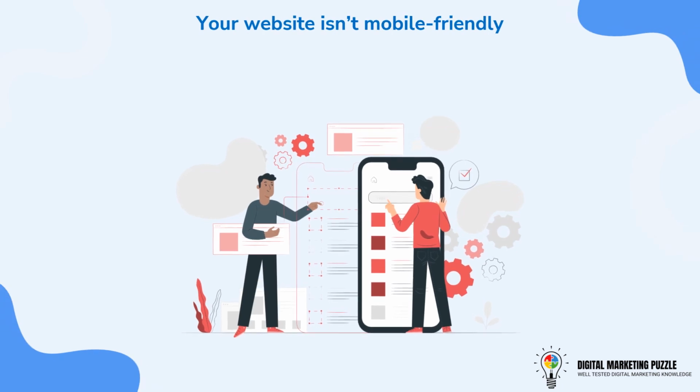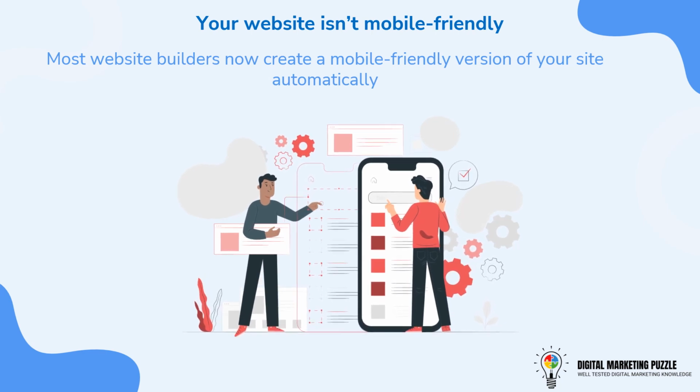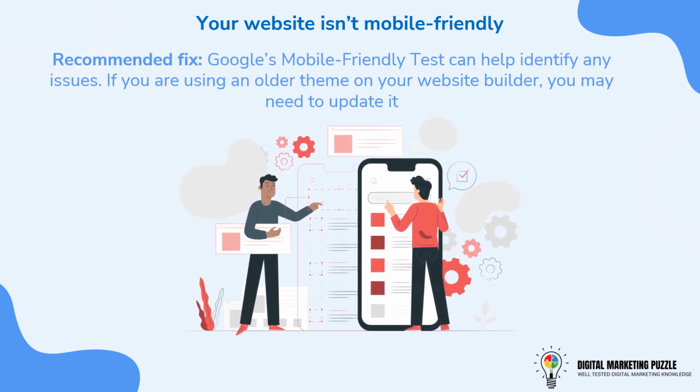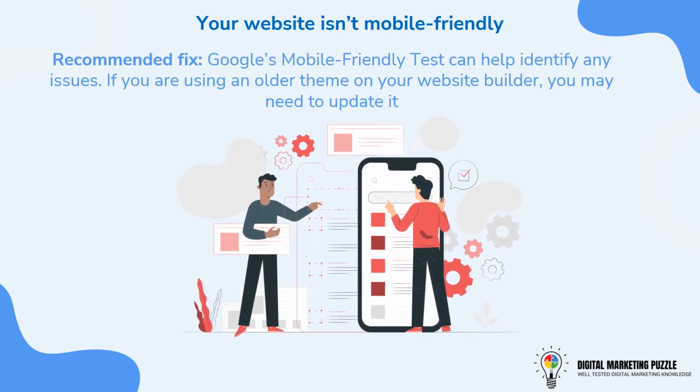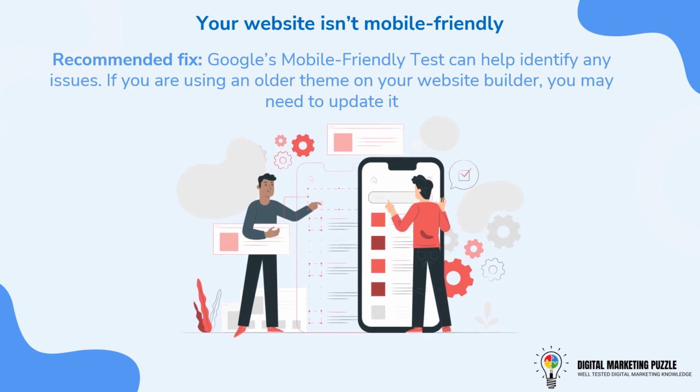Your website isn't mobile-friendly. Most website builders now create a mobile-friendly version of your site automatically. Check to see how your site looks and functions on mobile phones, tablets, and laptops or desktops. Recommended fix: Google's mobile-friendly test can help identify any issues. If you are using an older theme on your website builder, you may need to update it.